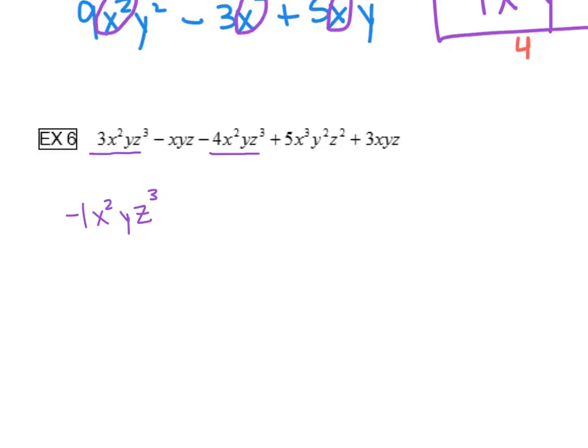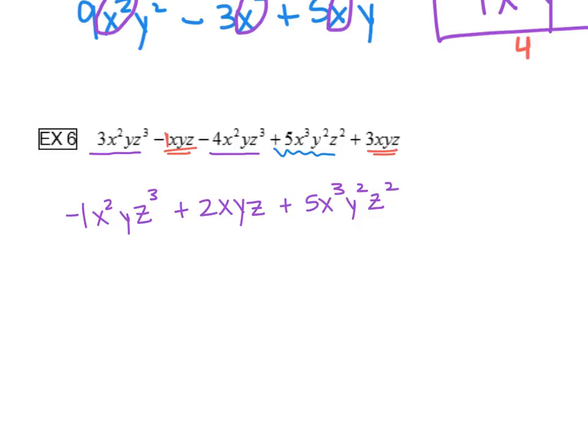Alright, then I can see we have an xyz. Here's another xyz, so this is a negative 1 xyz plus 3 xyz. It's going to give us a positive 2xyz. And then we have just this one term here that doesn't have any like terms, so we'll just carry that down. So plus 5x cubed y squared z squared. Okay, we've combined our like terms.